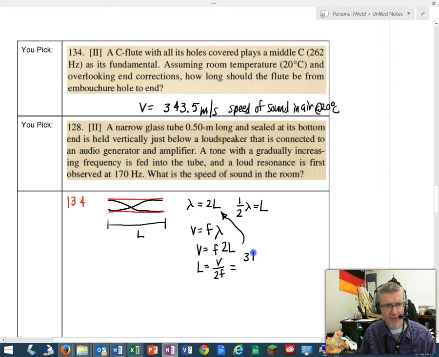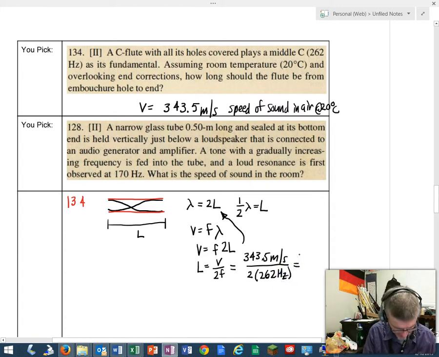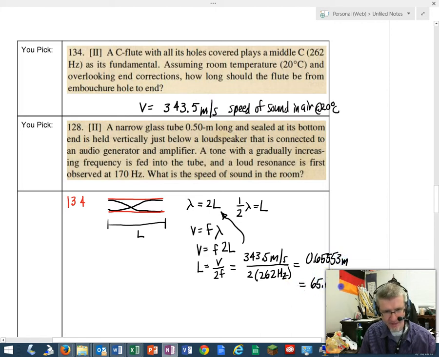We know the speed is 343.5 meters per second. We know that the frequency was 262 hertz. So if I do that calculation, I get that the length of the tube should be 0.65553 meters, or 65.5 centimeters. So that's question 134. Question 128.